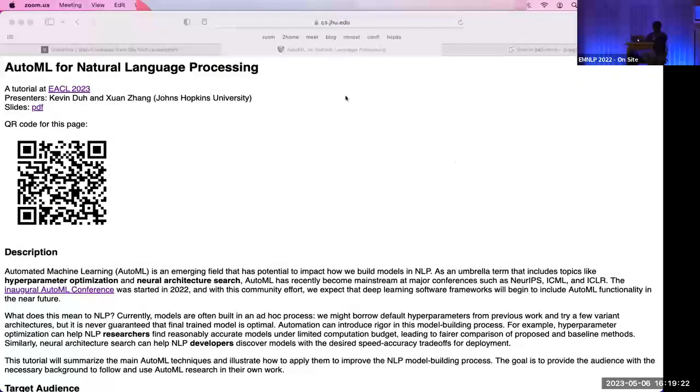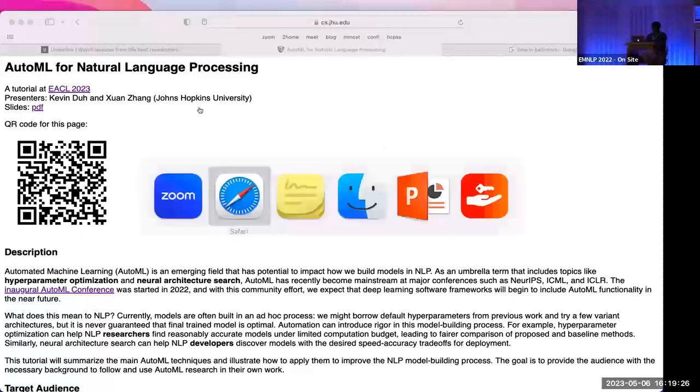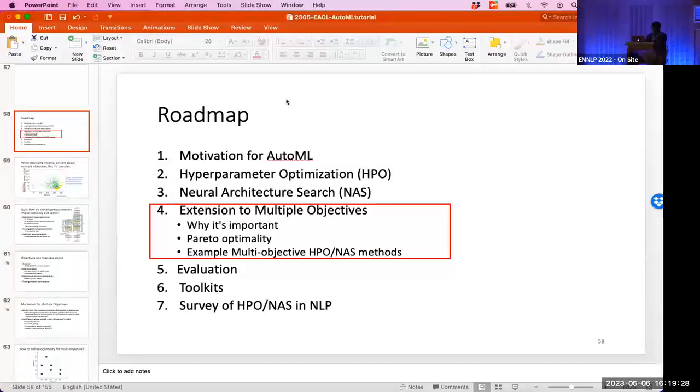All right, so welcome back. So we're gonna change gears now. We talked mostly about machine learning methods. Now we're gonna focus on when you apply this to NLP, what kind of considerations are there? Okay. So first one is multiple objectives.